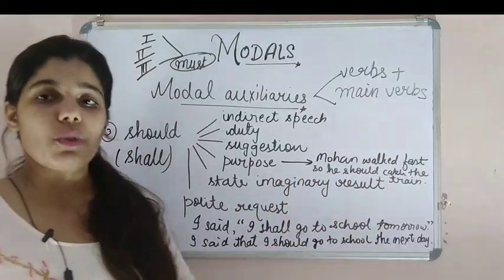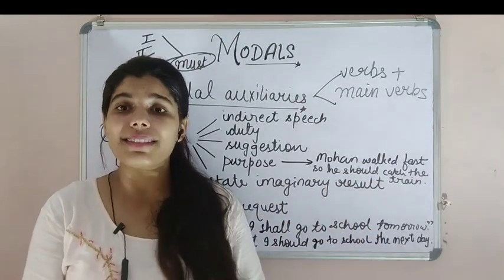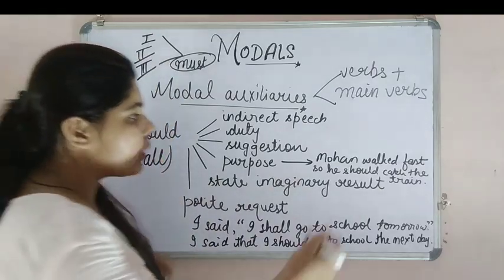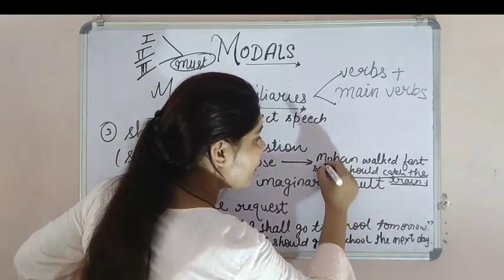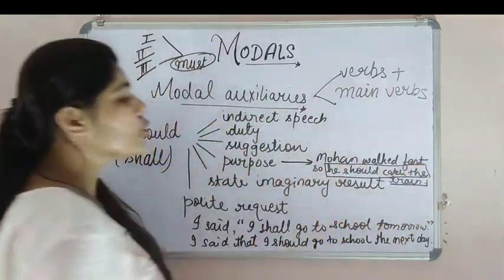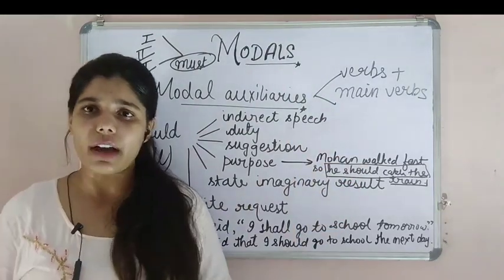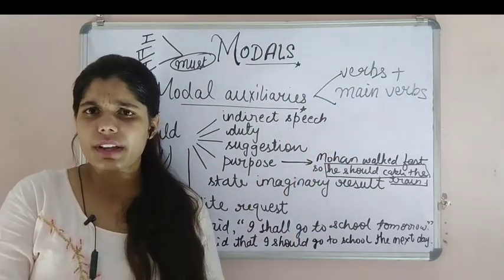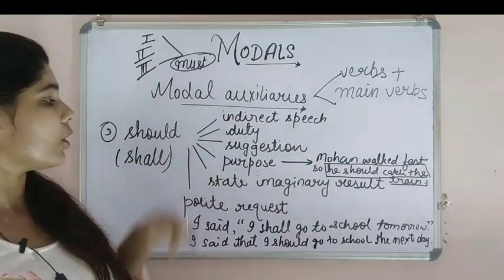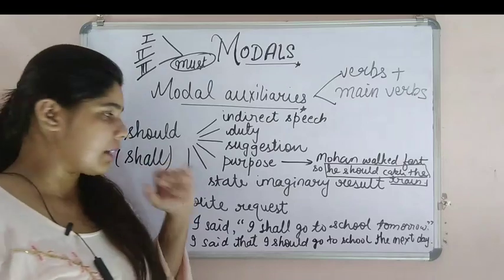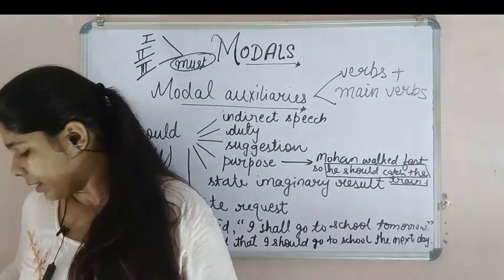If we talk of this sentence, Mohan walked fast, so he should catch the train, why is Mohan walking fast here? If Mohan is walking or going fast, what is the reason behind it? Yes, he has to catch the train. This is the purpose that denotes the use of should here. So in such cases where it is denoting some purpose, we use the modal auxiliary should. Then, should is also used to state an imaginary result.